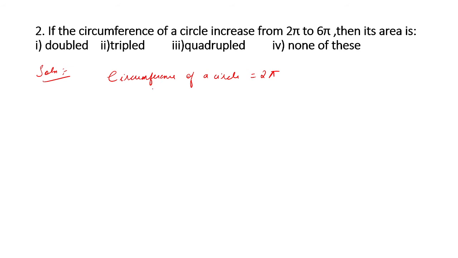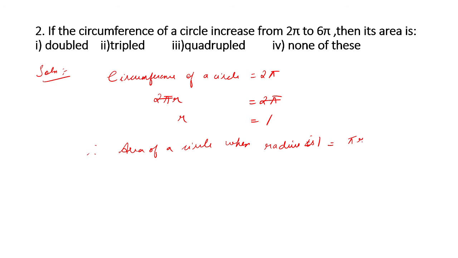Clear? And what is the formula for the circumference of a circle? It is 2 pi r. So you take 2 pi, cancel 2 pi and 2 pi, so r must be 1. Therefore, the area of a circle when radius is 1 is equal to pi r square. That means pi into 1 whole thing square, so pi. Okay, this is the area when radius is 1.